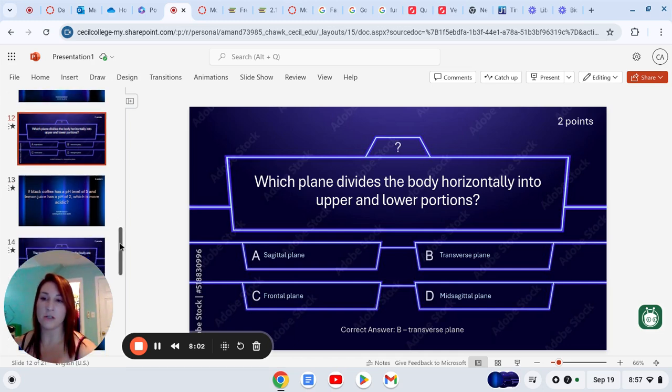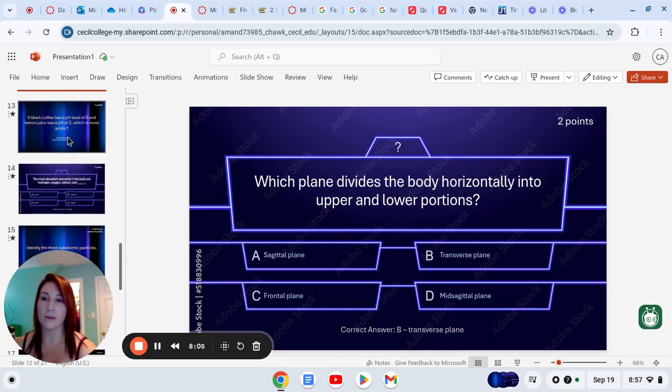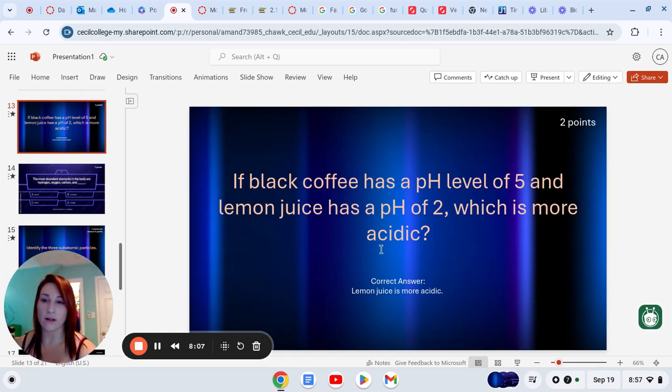The next question, I put this on here because I got it wrong on the practice test, and so it actually helped me to learn pH levels more than I already knew them. So it was a good review for me. So this is, if black coffee had a pH level of 5 and lemon juice had a pH of 2, which is more acidic. So that would be the lemon juice is more acidic.